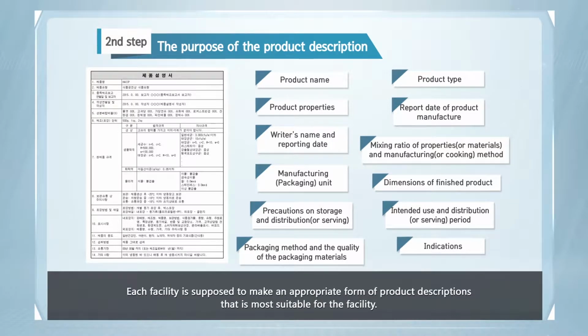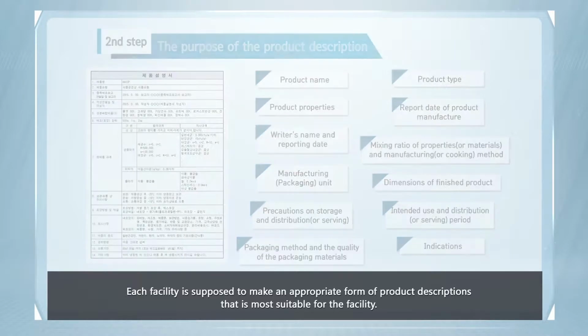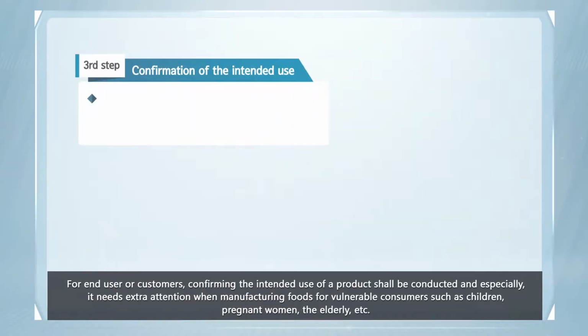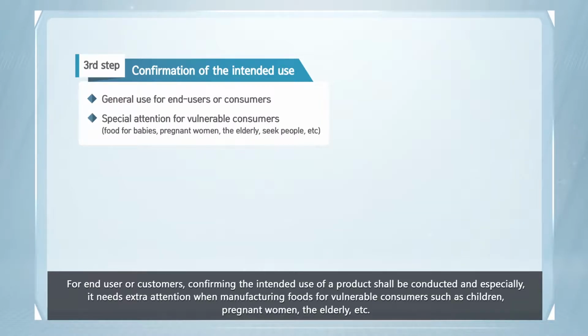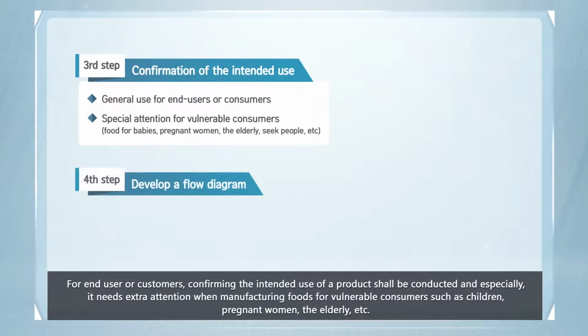Each facility is supposed to make an appropriate form of product descriptions that is most suitable for the facility. For end users or customers, confirming the intended use of a product shall be conducted, and especially, it needs extra attention when manufacturing foods for vulnerable consumers, such as children, pregnant women, the elderly, etc.